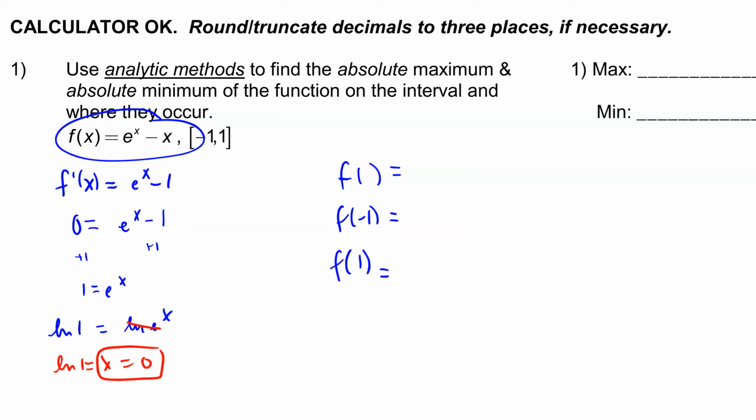Okay, so first one, we get e to the 0 minus 0, so that's just 1. Then e to the negative 1 minus negative 1. Oops, negative 1. E to the negative 1. So this is just 1 over e plus 1. There's not much we can do about this. It's around 1.368.